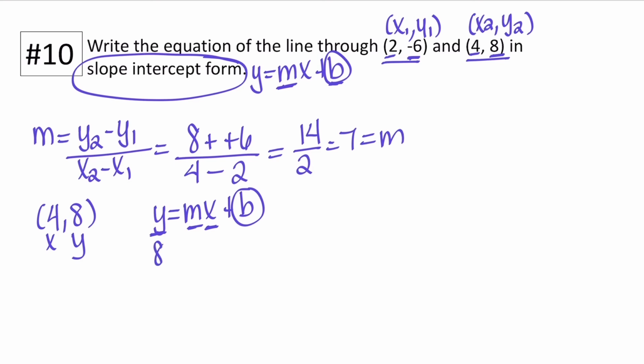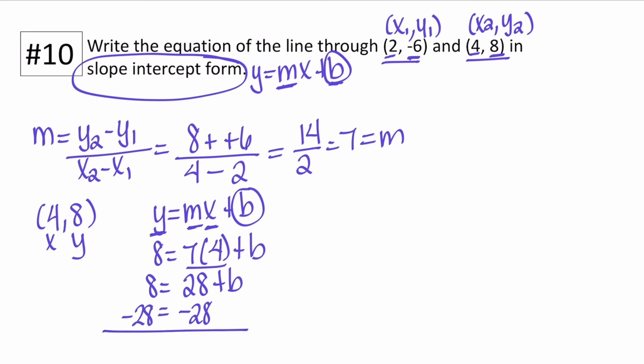Y is 8, m is 7, x is 4, and I have plus b. So let's simplify. We get 8 equals 7 times 4, which is 28, plus b. So now to get b by itself, I'm going to subtract 28 from both sides. So when I do that, on the left, I get 8 minus 28, which is negative 20. And then 28 and minus 28 cancel, so I have negative 20 equals b.